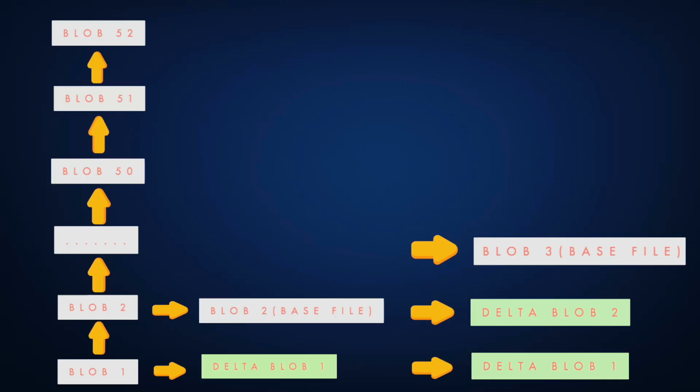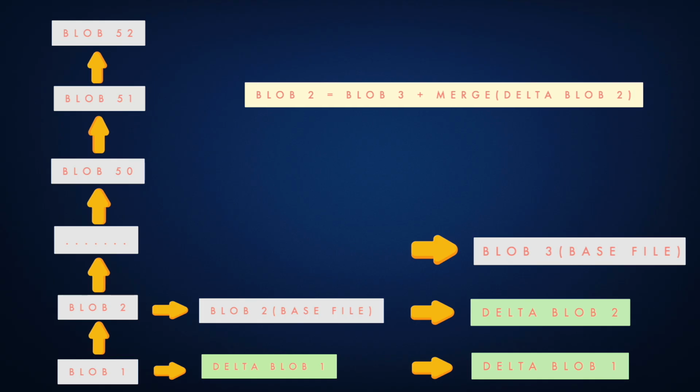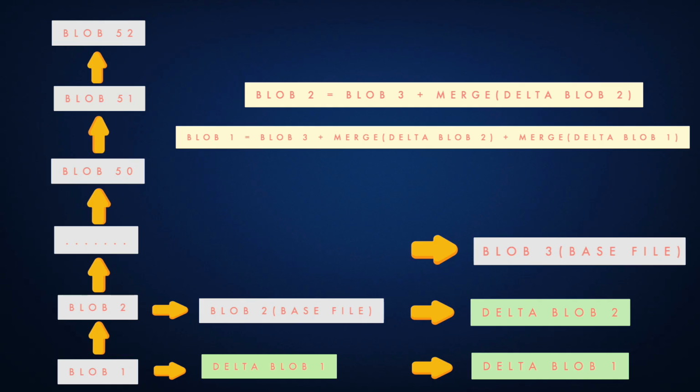And let's say you ask me, Rohit, how will you get the second blob? So I will take the third blob which is my base file, and add the delta file which is the second blob, and I will get the second blob. Now let's say I want to get the first blob. How can I get it? My base file is the third blob, so I will take the base file as the third blob, then merge the delta file which is the second blob, and then merge again the delta file which is the first blob, and this will give the actual first blob.